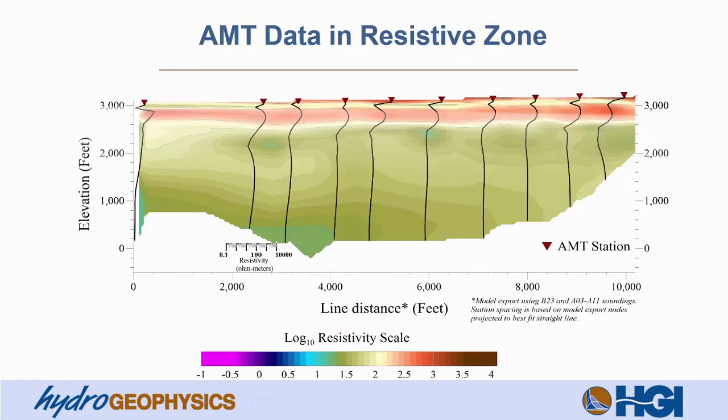AMT data collected over an alluvial fan shows variation in resistive layers. Note that a scale in log resistivity is on the bottom of this plot. There appears to be a three-layer system in this example. A layer of orange-hued, resistive layer, bounded by a thin superficial, more conductive layer on top, and a thick, more conductive layer at depth. Maximum depth of investigation in this example is nearly 3,000 feet.